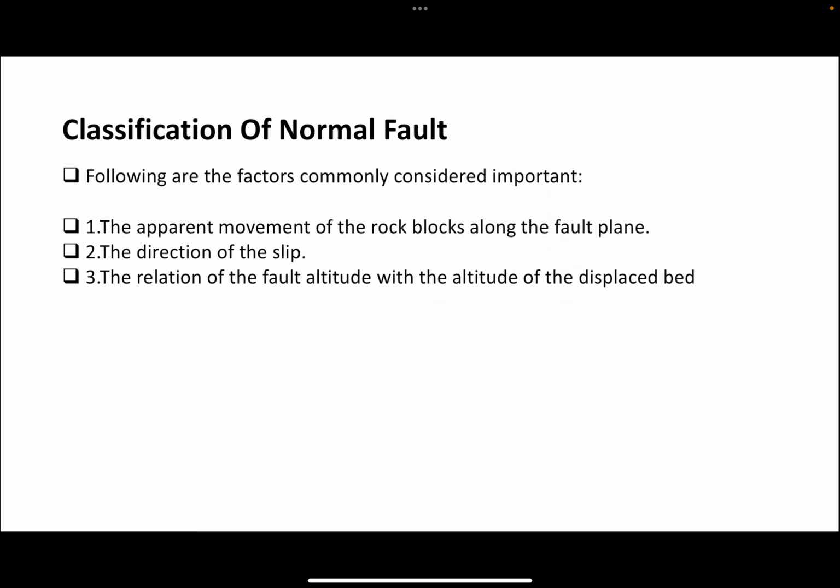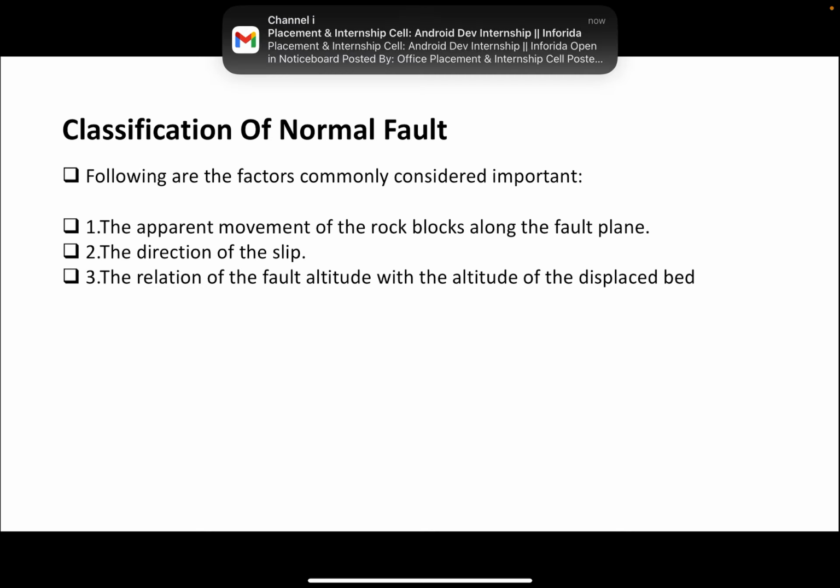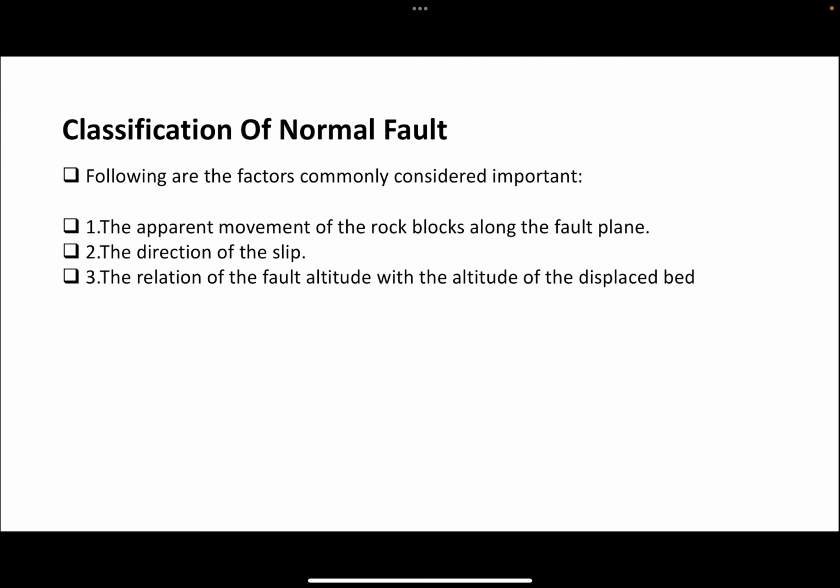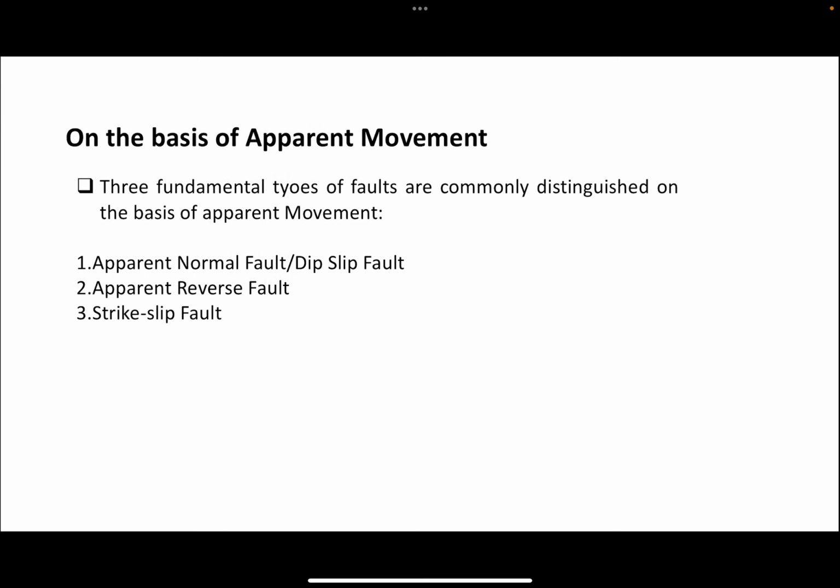Then, the classification of faults. It is basically divided on three factors: the apparent movement of the rock block along the fault plane, the direction of the slip, and the relation of the fault attitude with the attitude of the displaced bed. On the basis of apparent movement, the fundamental types of faults are apparent normal fault or dip slip fault, and apparent reverse fault or strike slip fault.